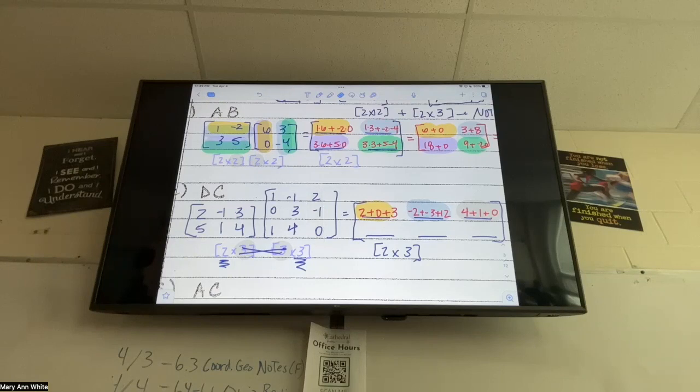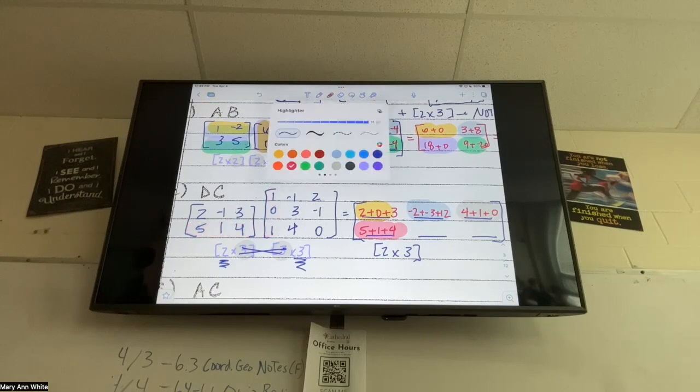Okay. Now I'm going to do second row, first column. Second row, first column is going to go in the second row on the first column of the new one. 5 times 1 is 5. Plus 1 times 0 is 1, plus 4 times 1 is 4. Am I moving too fast, or is everyone okay so far? Okay.